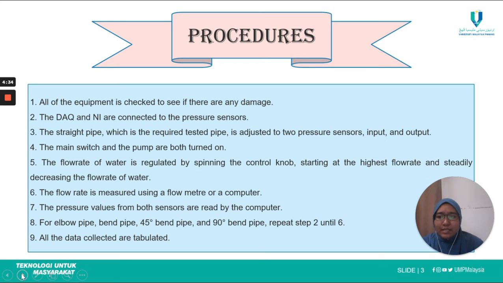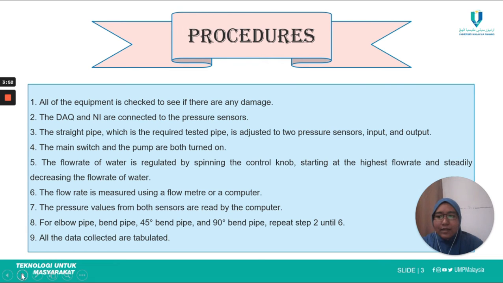Procedure. First, all of the equipment is checked to see if there is any damage. Second, the DAQ and NI are connected to the pressure sensor. Third, the straight pipe, which is the required tested pipe, is adjusted to the two pressure sensor input and output. Next, the main switch and the pump are both turned on. The flow rate of water is regulated by spinning the control knob, starting at the highest flow rate and steadily decreasing the flow rate of water.